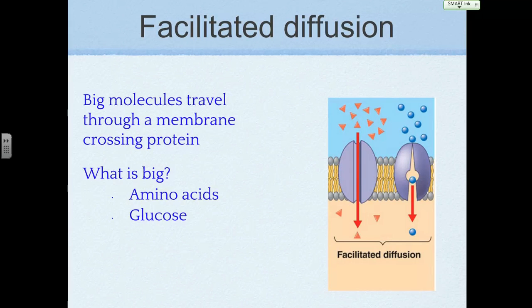We're talking about amino acids, which are big. Glucose is big. And you can have facilitated diffusion where we just have a hole that's big enough for the amino acids to pass through, or we can have a more gated kind of membrane protein that allows one piece of a substance through at a time.